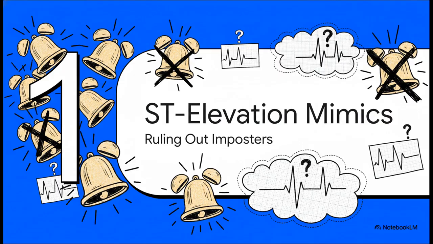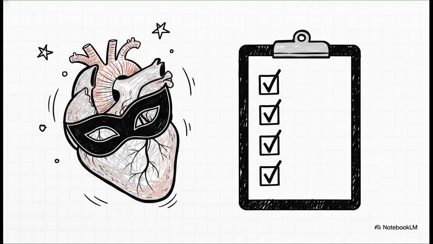to spot the imposters. Right, so not every ST elevation means an acute infarct. You need a mental checklist to eliminate these mimics right off the bat. First up is benign early repolarization, which really shouldn't be causing chest pain anyway. Second is a left bundle branch block, or LBBB, which could just be an old finding.